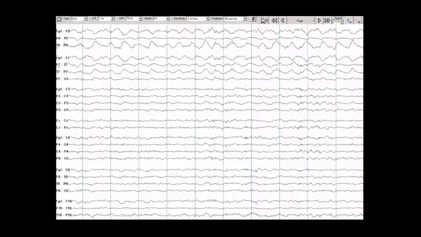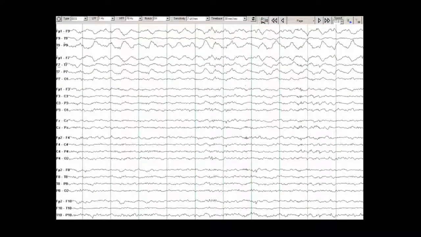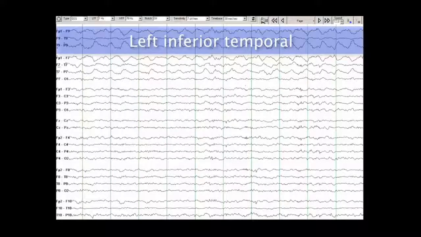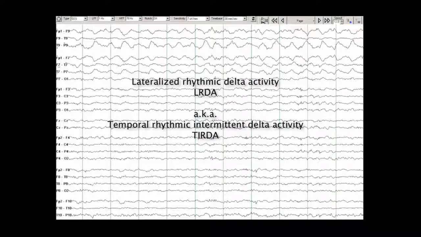Here is yet another example of focal slowing. We can see that this slowing is on the left side of the head and seems to be most prominent in the left temporal region. On this montage, I have included the inferior temporal electrode chains here on the left and here on the right. You can see that there is continuous focal delta activity in the left hemisphere, and you can see, as opposed to the prior recordings, this activity is quite rhythmic at about 2 or 2.5 hertz. Therefore, we would call this lateralized rhythmic delta activity.